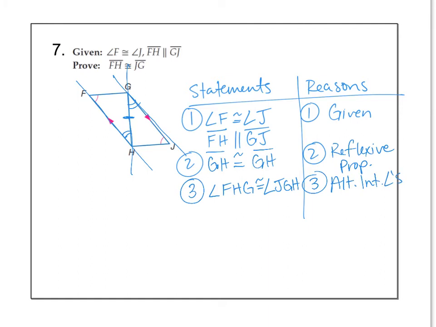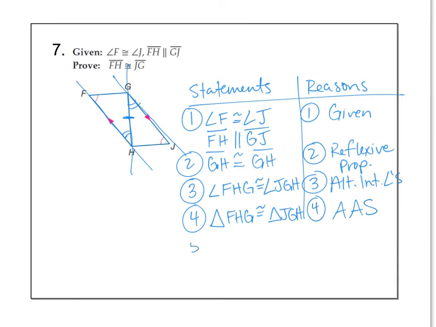Now I have enough to say the triangles are congruent. I can say triangle FHG is congruent to triangle JGH, and I have to line those up in corresponding order. And the reason I know they are congruent is because angle, angle, side. In the triangle on the left, I have a red angle, a double blue angle, and a side. And then the same thing in the triangle on the right. I have a red, a blue, and a side.